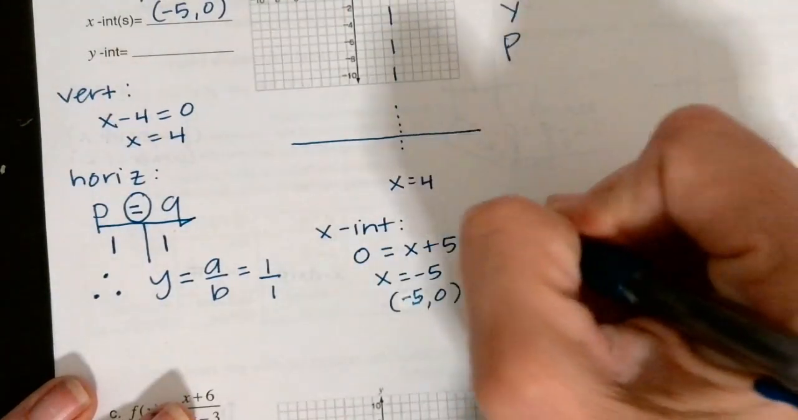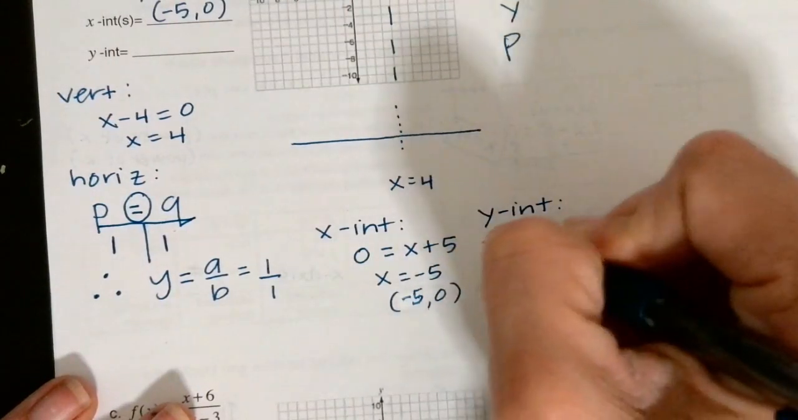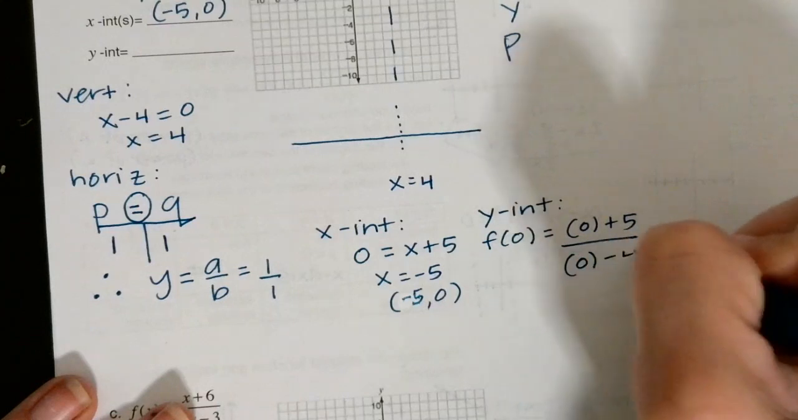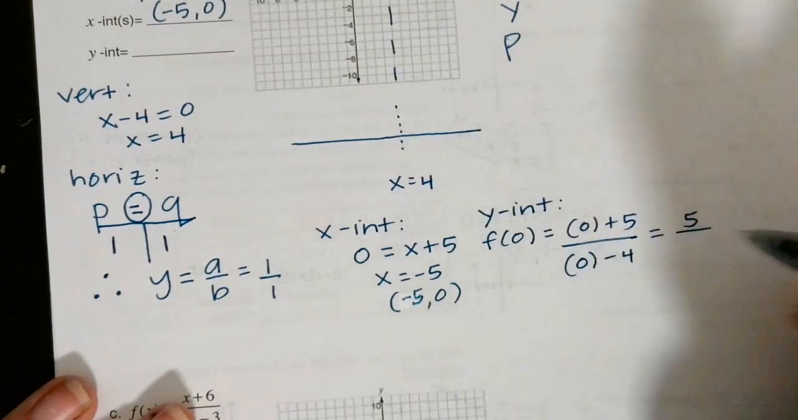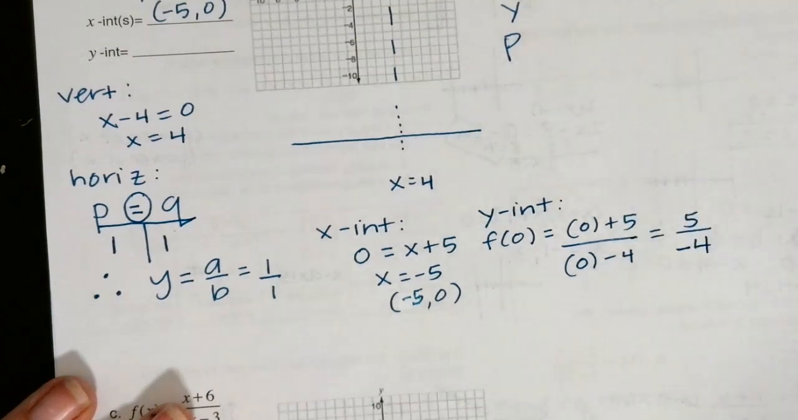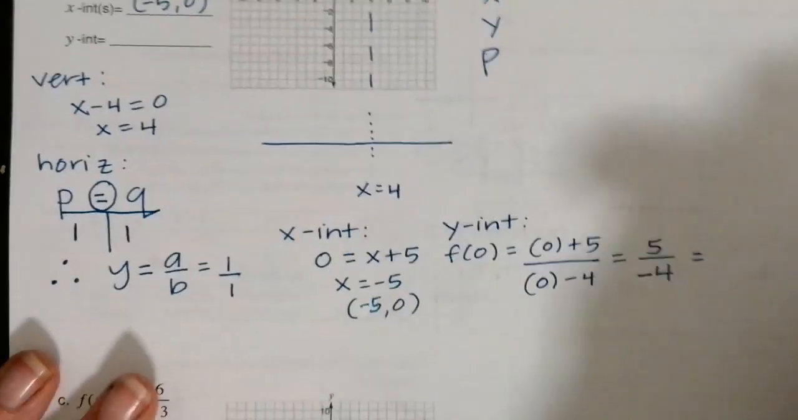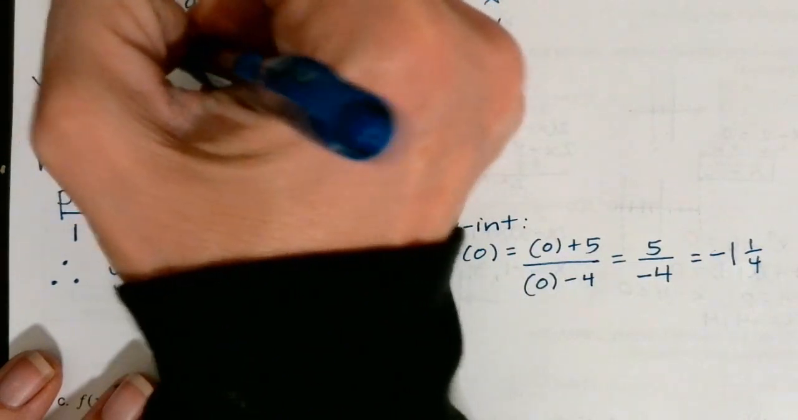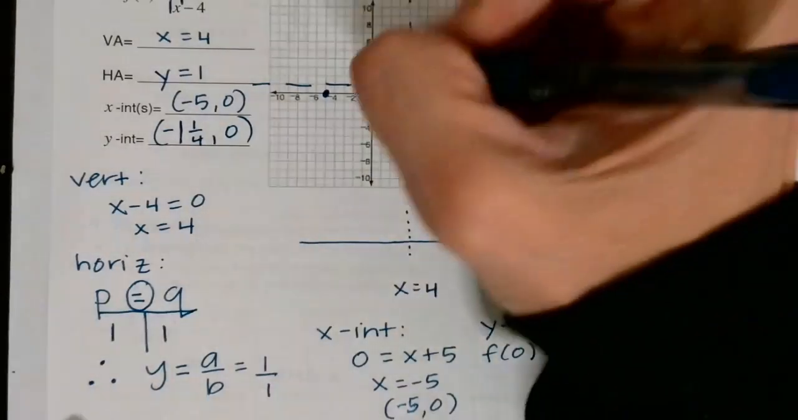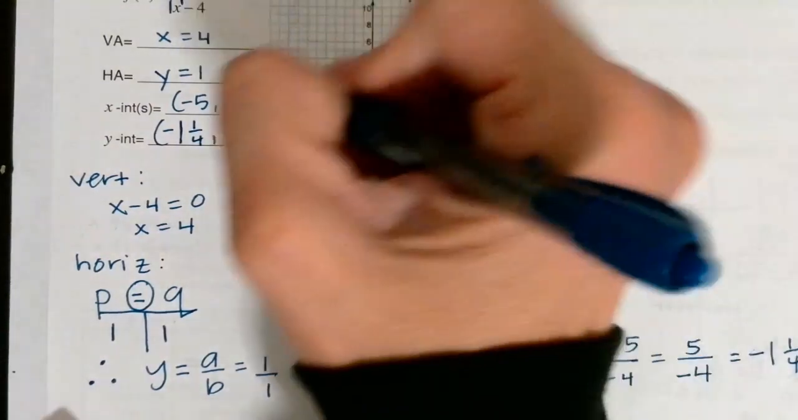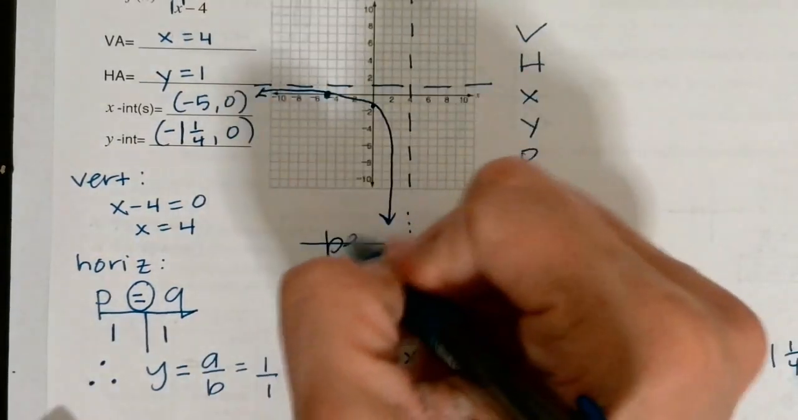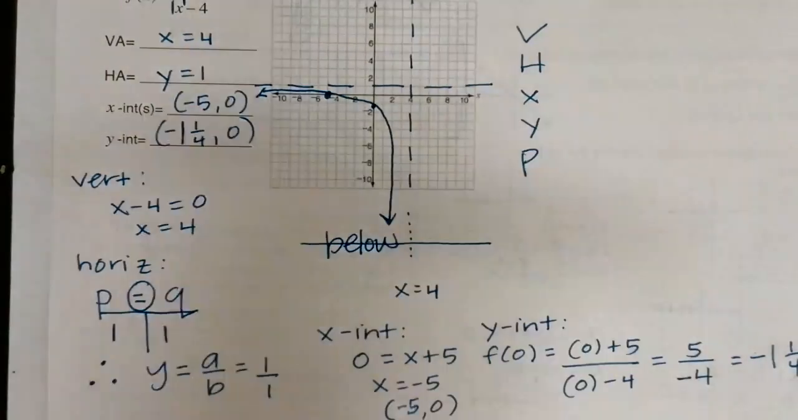And then the y-intercept, we do f of 0, which is going to be 0 plus 5 all over 0 minus 4, which is equal to 5 over negative 4, which is going to give me negative 5/4 or negative 1 and 1/4. So this will be negative 1 and 1/4 comma 0 up there. So that point is negative 1 and a little bit. Oh, sweet. So I know what this graph is doing. To the left, this one is below this time. So to the left of x equals negative 4, it's below.